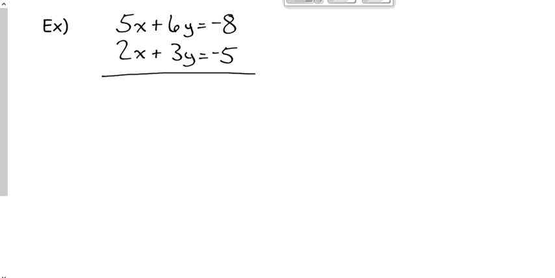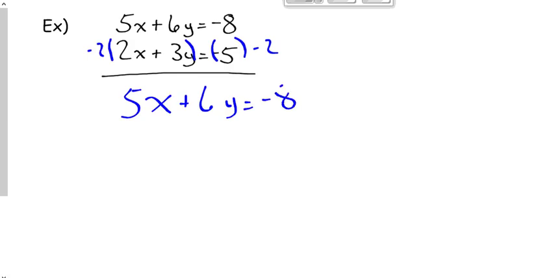If I take that bottom equation on both sides times negative 2, I'll make that 3y change into a negative 6y. Then I'll have opposites. So let's see what happens there. Top equation, it's just going to stay 5x plus 6y equals negative 8. And then the bottom equation is going to change to negative 4x. If I distribute there, I've got minus 6y. So there's my opposite. And then on the right side, don't forget to multiply both sides. I've now got a positive 10.